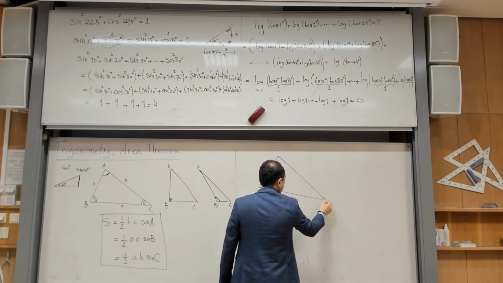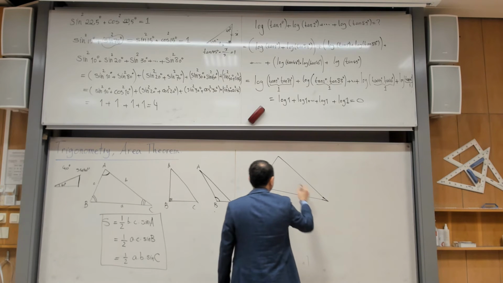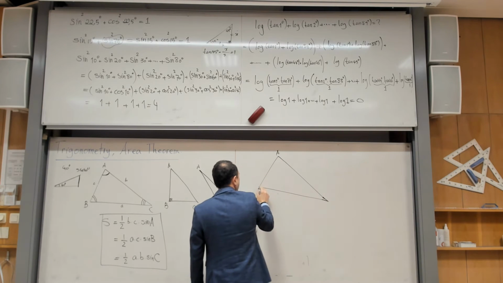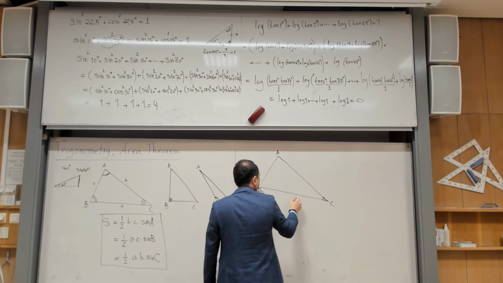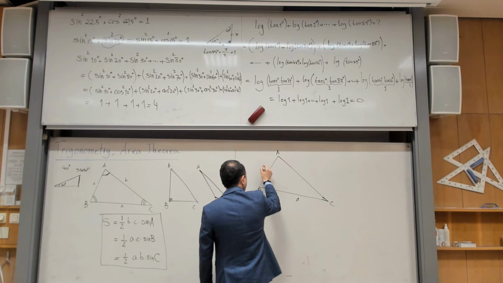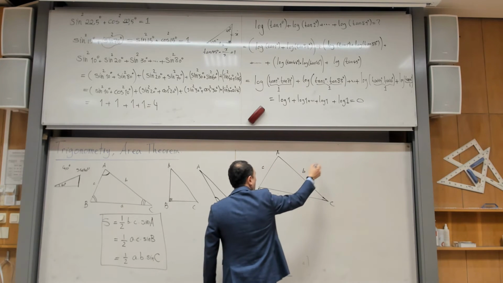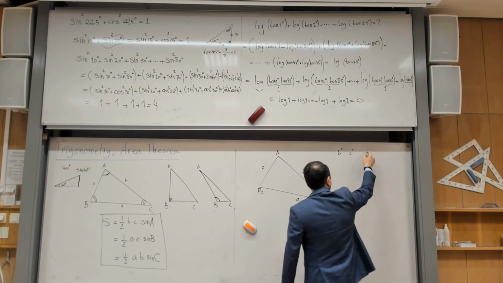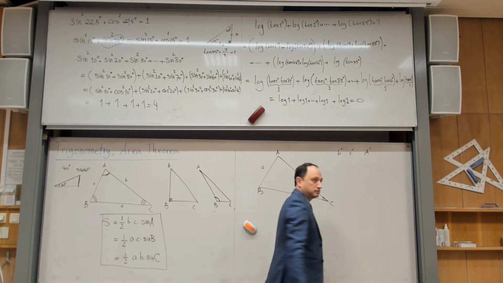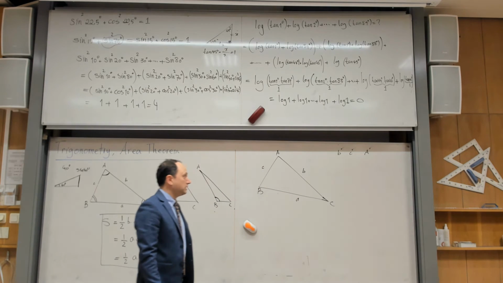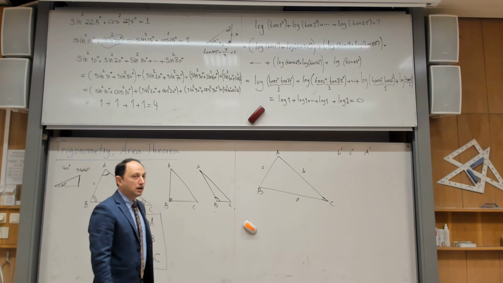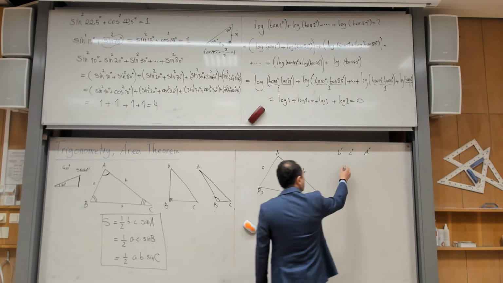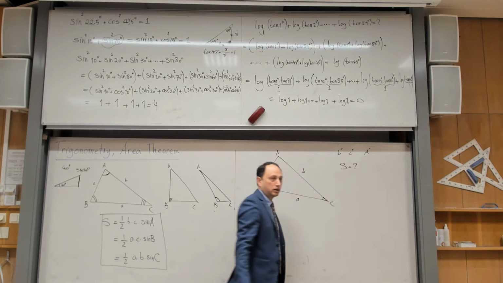Let me rephrase the question. I have a triangle ABC. This is length A, this is B, this is C. I give you B, I give you C, I give you angle A. I give you these three pieces of information, and I ask you to calculate the area of the triangle.